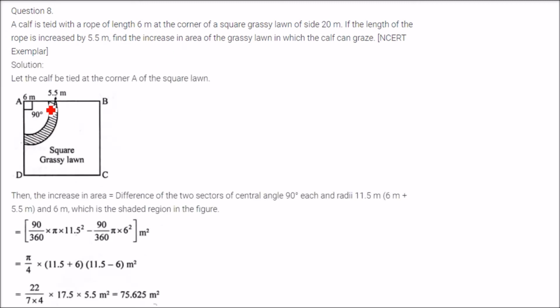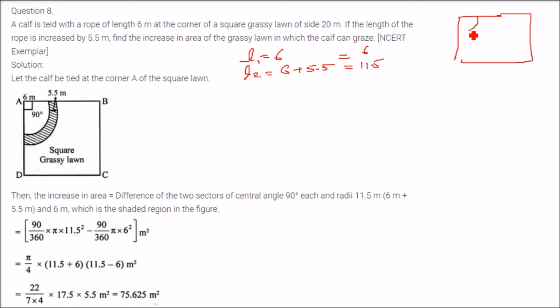A calf is tied with a rope of length 6 meters. So here is a calf which is tied with a 6 meter length rope at the corner of a square grassy lawn of side 20 meter. The length of the rope is increased by 5.5. So the length of the rope was 6, L1, then L2 became 6 plus 5.5. So previously it was 6, now it is 11.5. Find the increase in the area of grassy lawn in which the calf can graze.